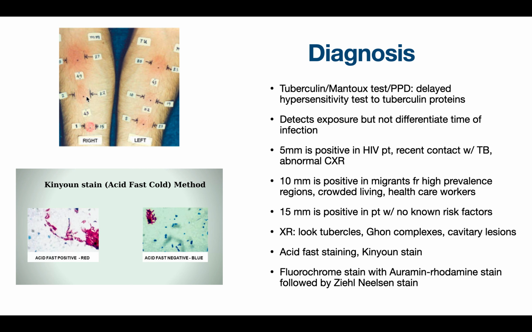10 millimeters is going to be positive in migrants from high prevalence regions, such as Russia, crowded living, healthcare workers. 15 is going to be positive in patients with no known risk factors. So in the chest x-rays, you want to look for the tubercles, the Ghon complexes, and the cavitary lesions. You stain the mycobacterium with the acid-fast staining, or Ziehl-Neelsen, or the Kinyoun stain. Fluorochrome stain with the auramine-rhodamine stain is going to be followed by the Ziehl-Neelsen stain.